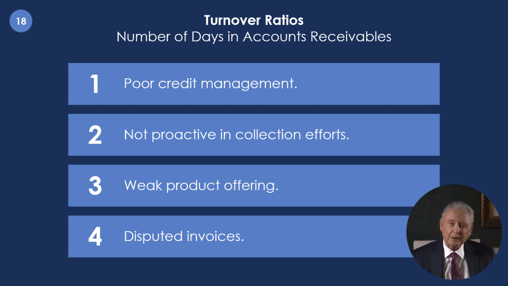Just knowing our number of days sales in accounts receivable can immediately tell us if there's a problem. Sometimes that number is egregious. We've seen 70 days. This one metric is incredibly powerful. It signals that the company has a serious issue.